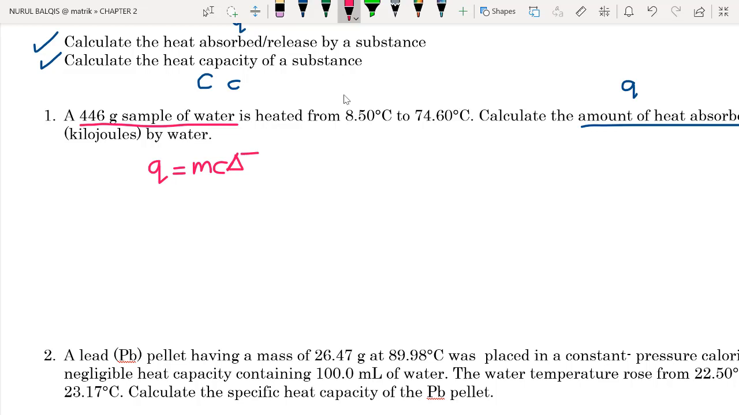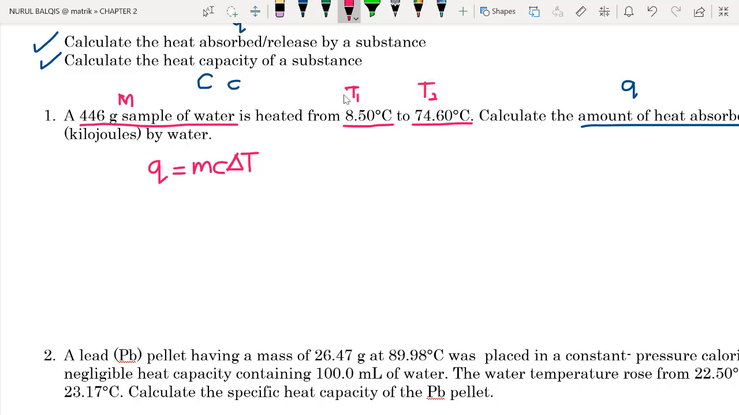So let's check if we've got all the information to be substituted into this formula. So we have the mass of water, followed by the temperature. So we have two temperatures in here. One is lower in value, another one is higher in value. So we should label them as T1 and T2.